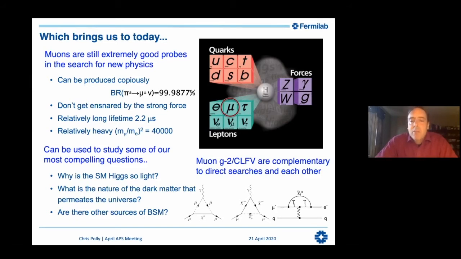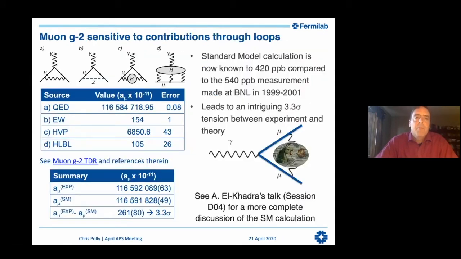Furthermore, the muon G-2 and the charged lepton flavor violating measurements are extremely complementary to direct searches at the LHC and to each other. And you can see some diagrams below of how new physics can enter both G-2 and charged lepton flavor violation. Muon G-2 is primarily sensitive to new physics through these loops, through the virtual particles that appear.